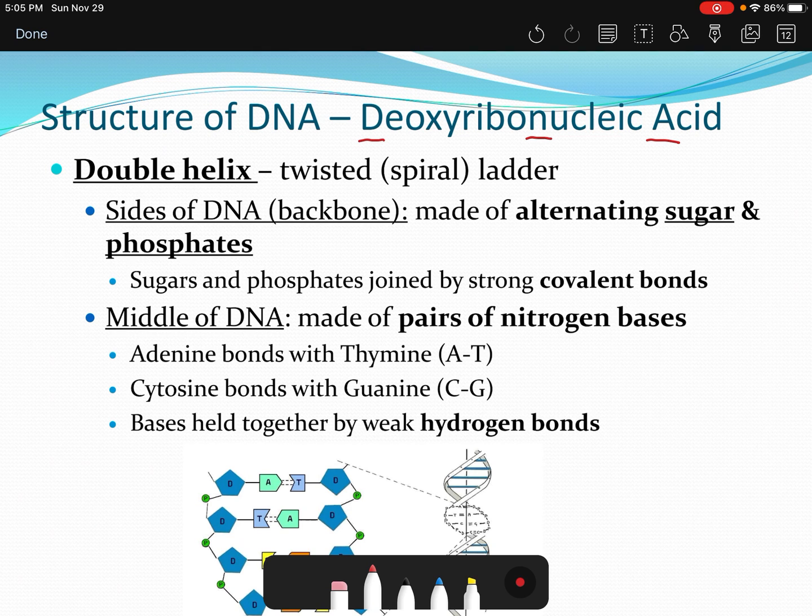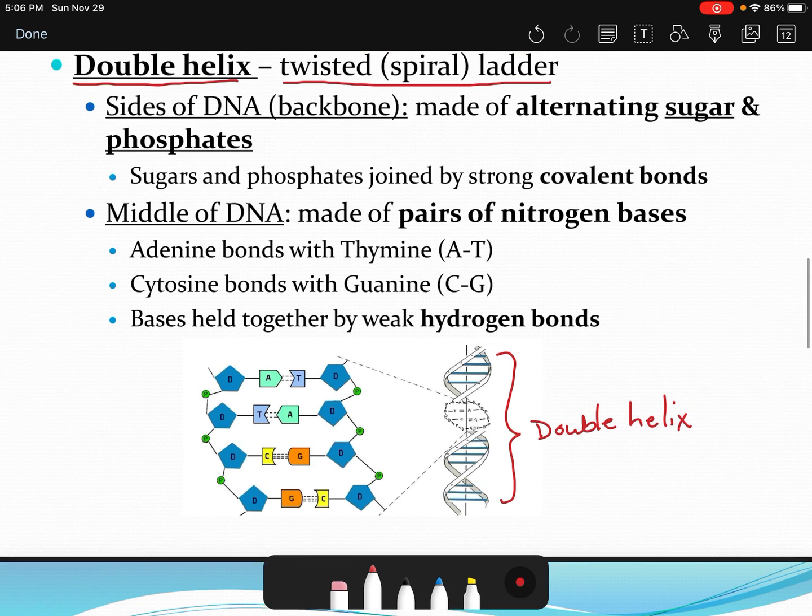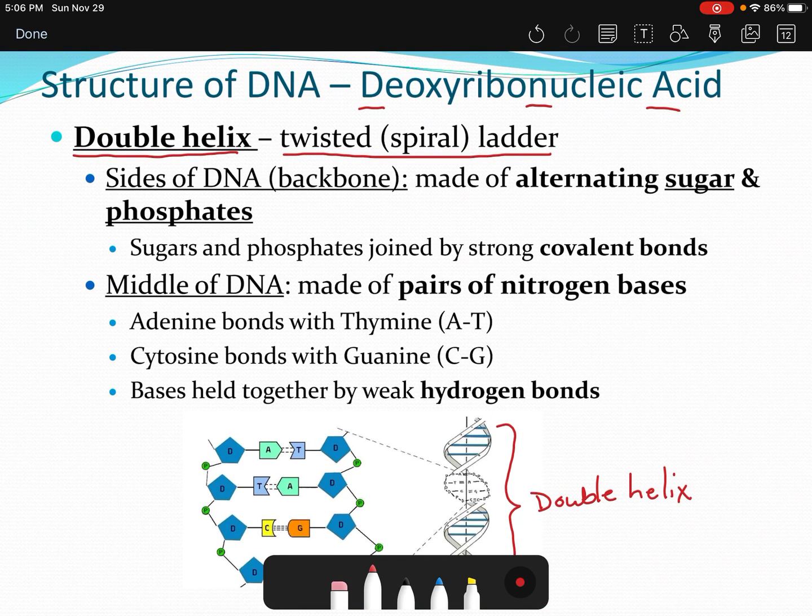And DNA is what we call a double helix. That means it's like a twisted or a spiral ladder. Like if you took a ladder and just kind of twisted it into a spiral shape, like a spiral staircase. So this right here, down here, this is a double helix. There's 2 strands and it's twisted into that spiral shape. Now the sides of the DNA, or what we call the DNA backbone, is made up of alternating sugars and phosphates.